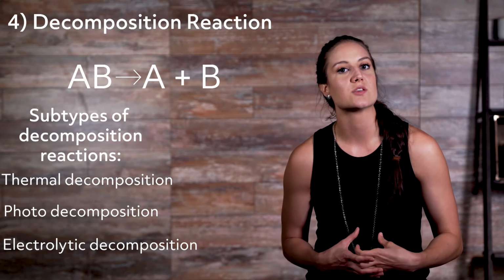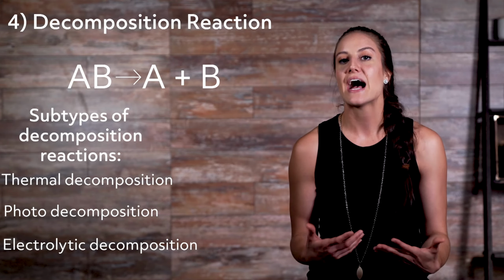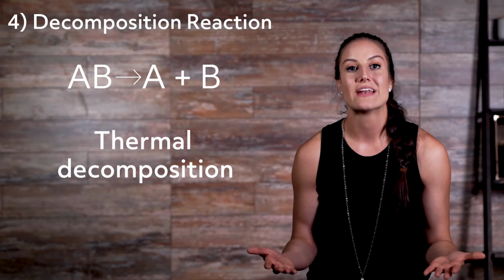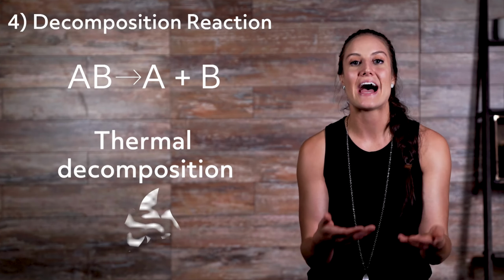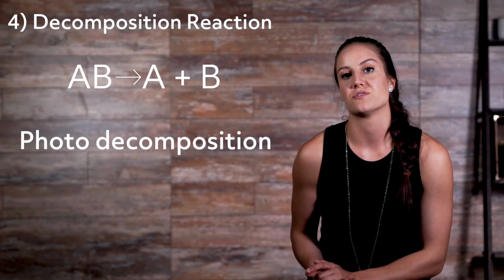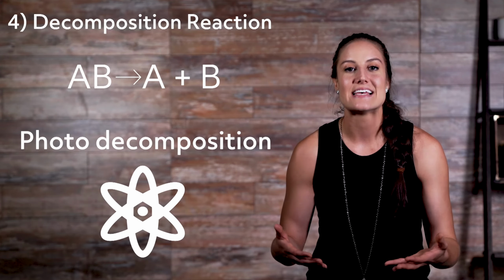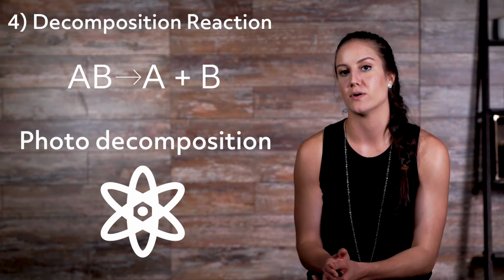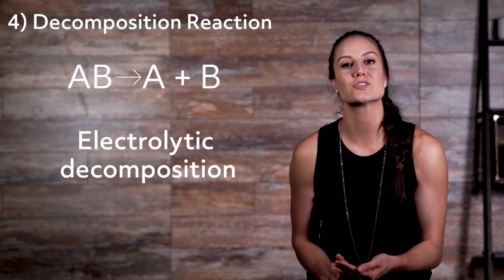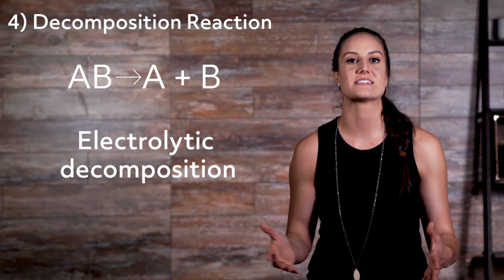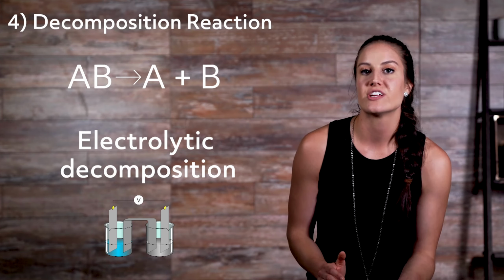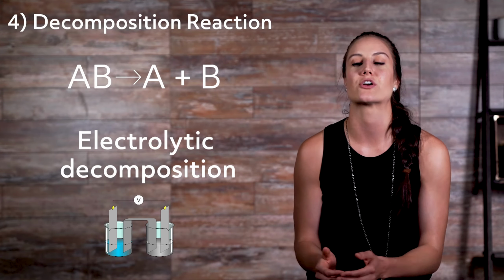The term that precedes the word decomposition refers to the type of energy used to make the decomposition possible. So, in thermal decomposition, heat is added to the complex compound to decompose it. In photodecomposition, photons, or light, is added to the complex compound to decompose it. And in electrolytic decomposition, electric current passes through a liquid solution to decompose it. For example, the electrolysis of water. Water decomposes into hydrogen and oxygen when an electric current is added.